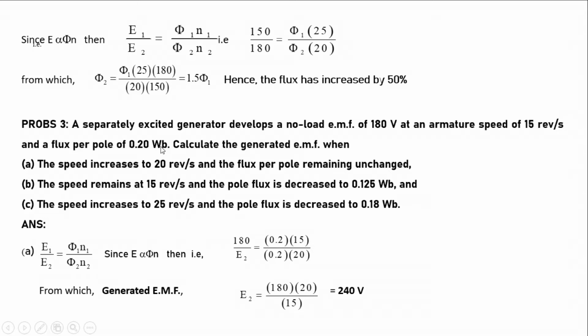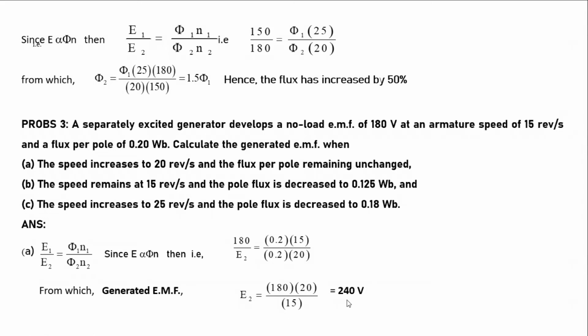Flux initially phi 1 is 0.2 Wb, and it is running at 15 revolutions per second, the first case. Now speed increases to 20 revolutions per second, flux per pole remains unchanged. That means phi 1 and phi 2 are the same. Speed increases to 20 and we need to find out E2. So by using this equation we will end up with E2 equal to 240 volts.